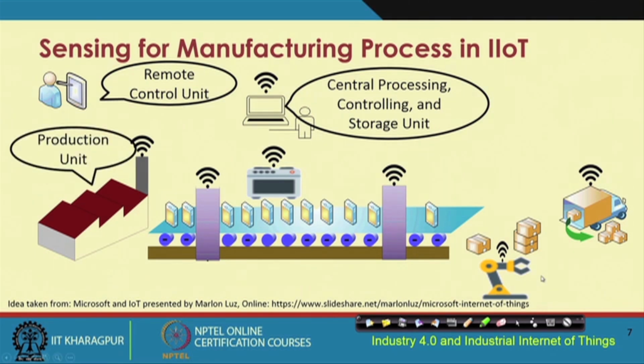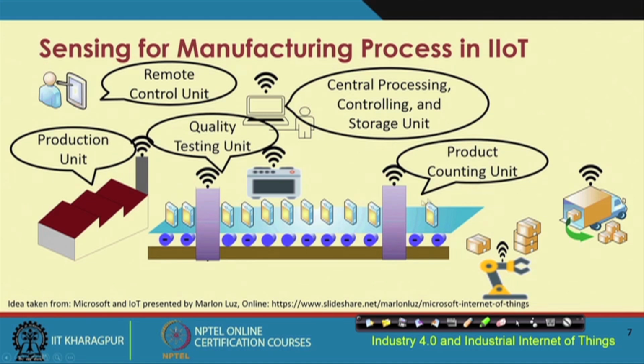Then this one is the production unit. We have the quality testing unit. After production, let us say that these are the manufactured parts or manufactured products. These products will go through a conveyor kind of belt, and the quality testing is going to be done over here, let us assume. Then the parts will get quality tested and move forward.